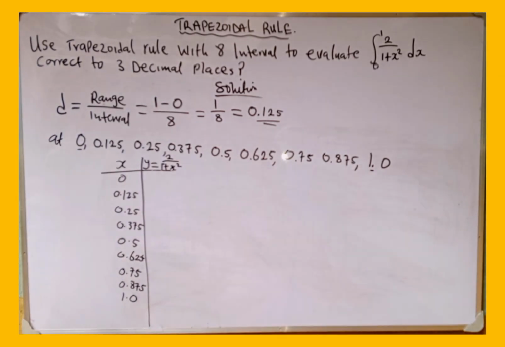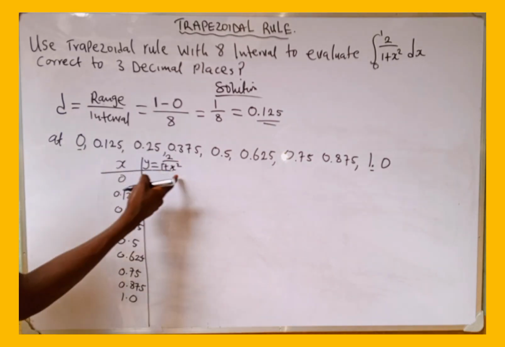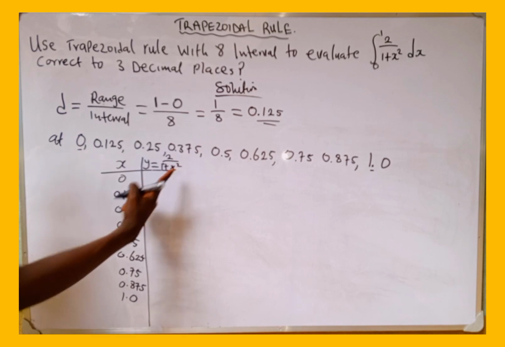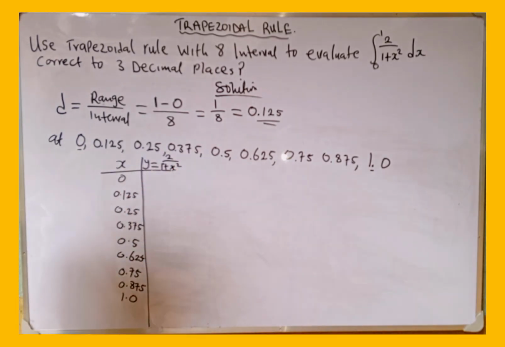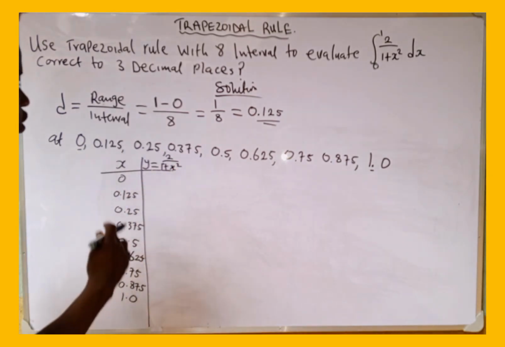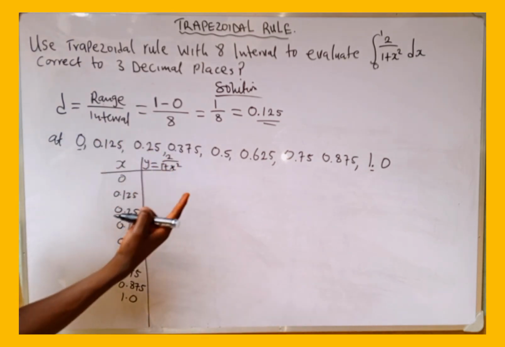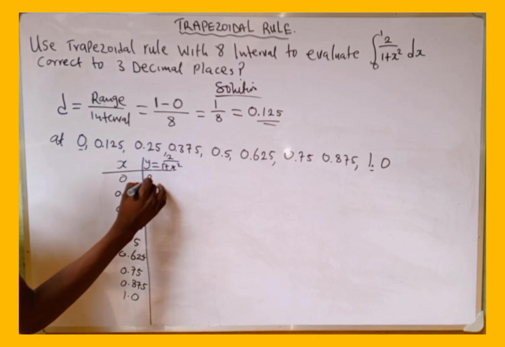The next thing we are going to do is, anywhere we see x in this function, we are going to plug in x. So the first one is 0, plug in 0 here. If you are pressing the calculator in this place, you have to be very, very careful. If you put 0 here, 0 squared is 0, then 1 plus 0 is still 1, then 2 divided by 1 is going to give us 2.